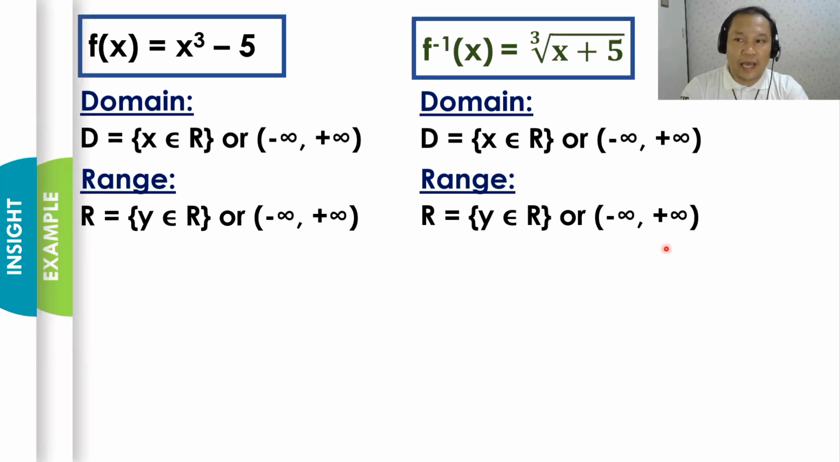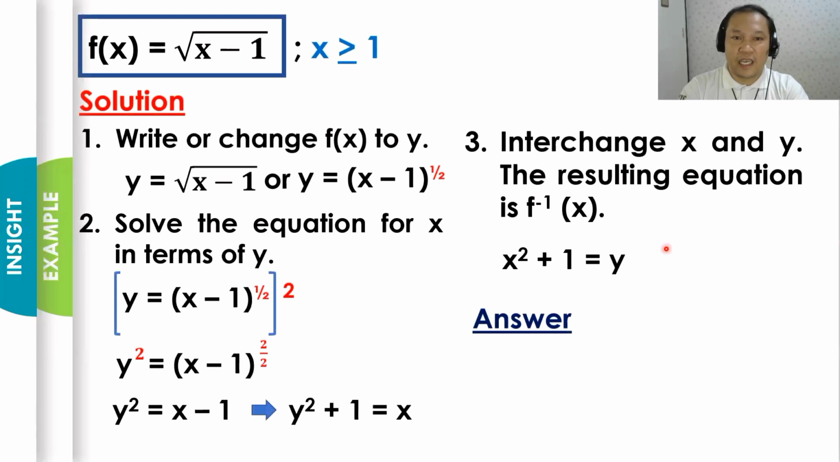Okay. Now, another example that we have is the radical function, which is f of x is equal to the square root of x minus 1. In this case, since this is a square root, wherein our index or our root is an even number, we are going to have a restriction. Why do we have to provide a restriction?